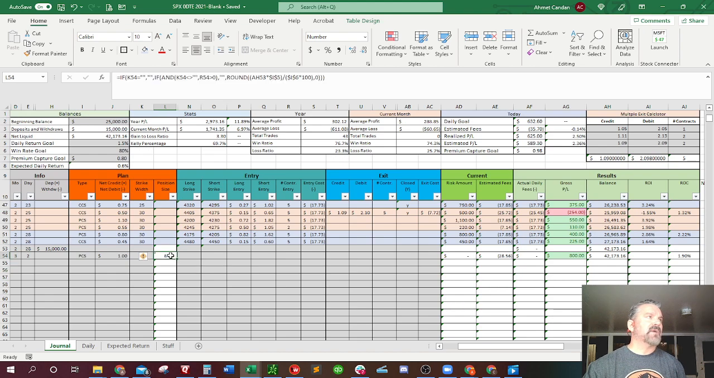So always be mindful of the position size. Quick little caveat: if you are just learning this strategy, do not go in with the full 8 or 5 contracts. Paper trade this at least a couple months.